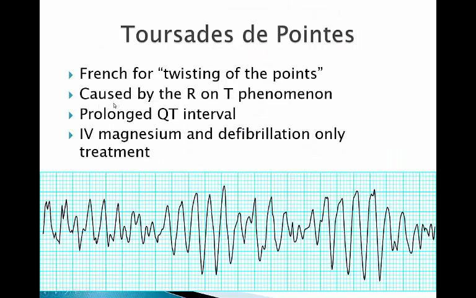Okay, so that's what it's caused by, R on T phenomenon. The spike, the QRS, falls on the T wave, so it comes in early, and it can throw the heart into this type of rhythm. So it's kind of like a mixture of VTAC and VFib. But see how it gets smaller and then bigger and then smaller and then bigger? That's the twisting of the points. That's what makes this special.